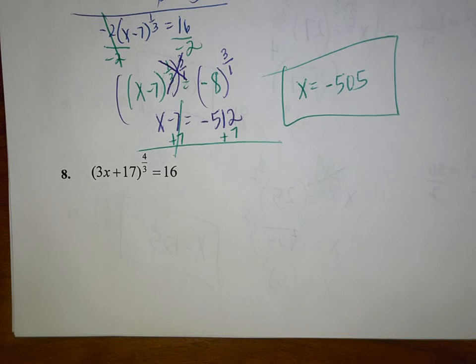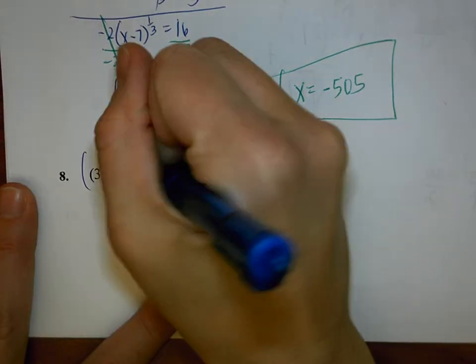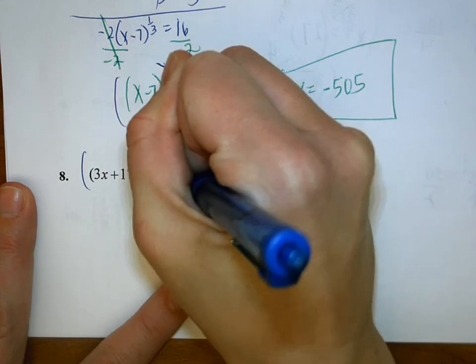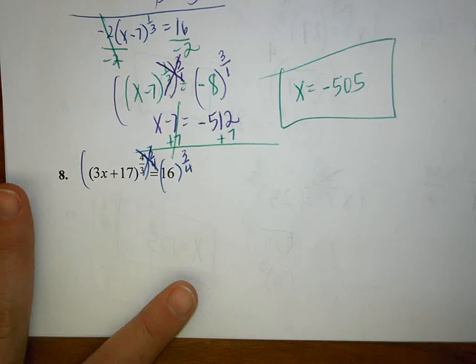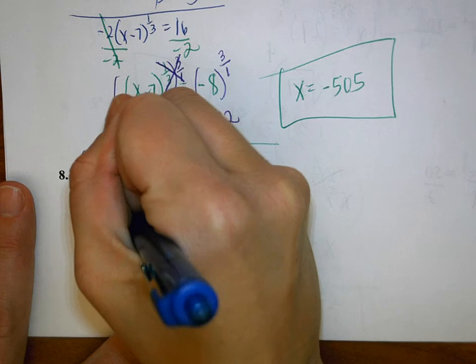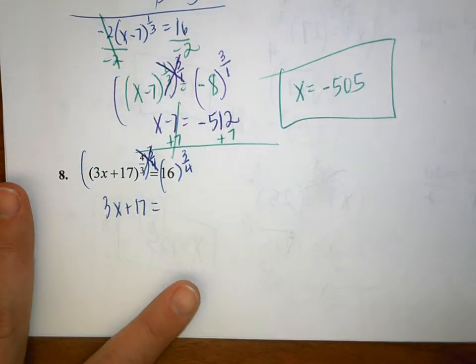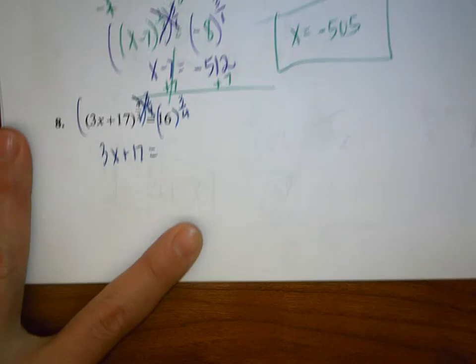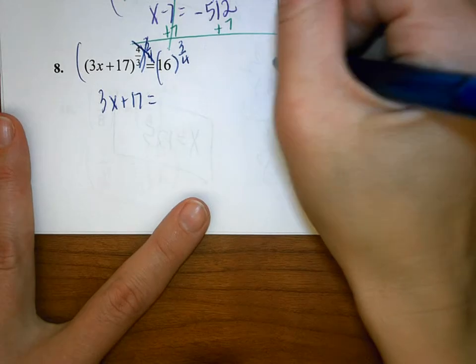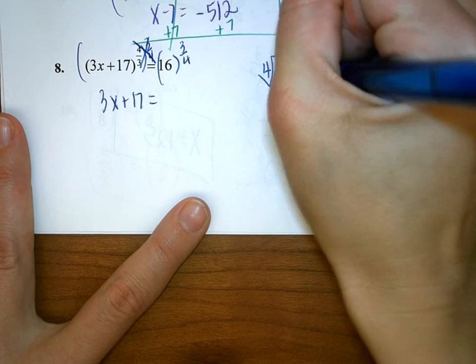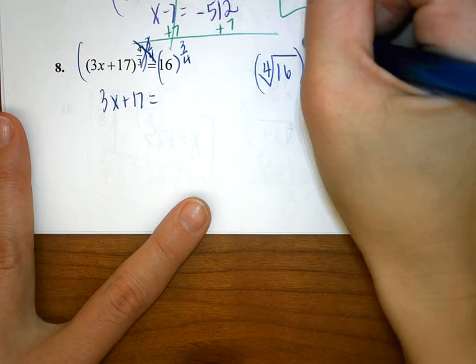All right. Are we ready for the last one? Yeah. Okay, what do I do on example 8? 3 over 4. Good, raise it to the 3 over 4 power. These cancel. So we get 3x plus 17 equals, and 16 to the 3/4. How will I reduce that? What will I write that as? The 4th root of 16 raised to the 3rd power.